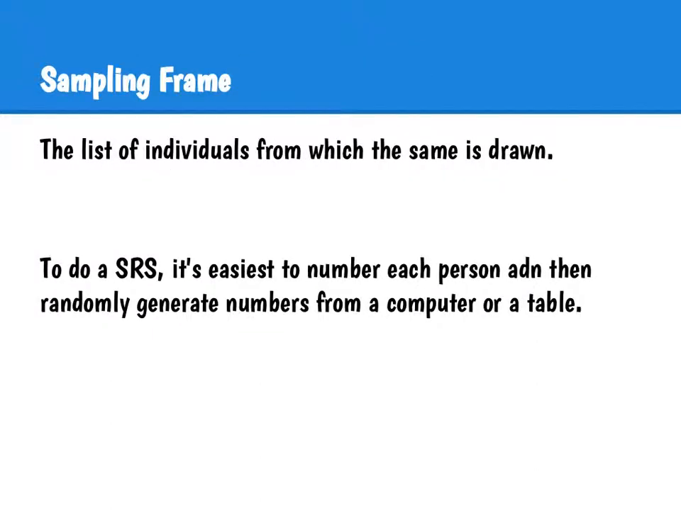The sampling frame is the list of individuals from which the sample is drawn. So for example, if I were to do a sample from the school, I would get the roster of all the students in the school, and that would be my sampling frame. The sampling frame for voting in the United States election is all the voters. To do a simple random sample, it's easy to just number every person and then randomly generate numbers from a computer or a table or whatever.